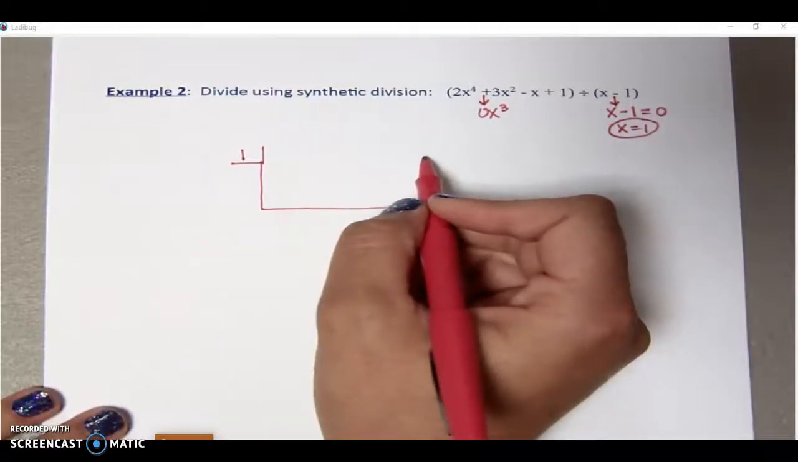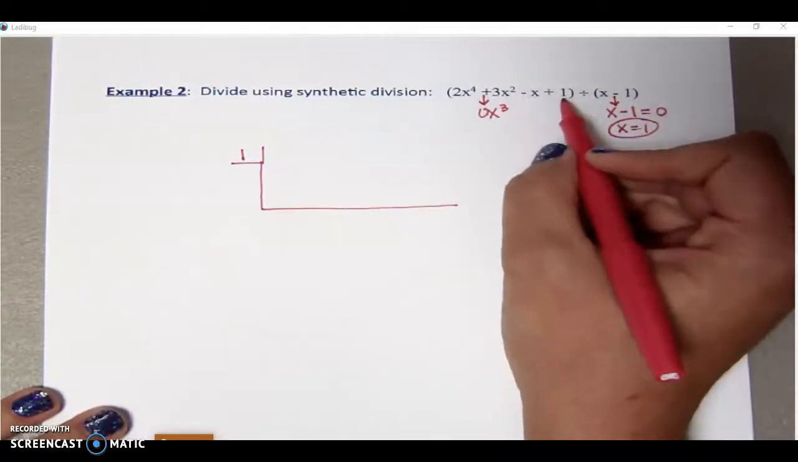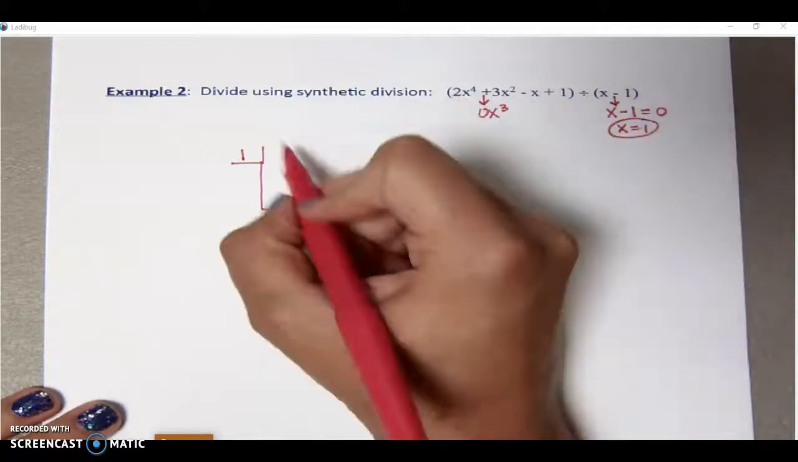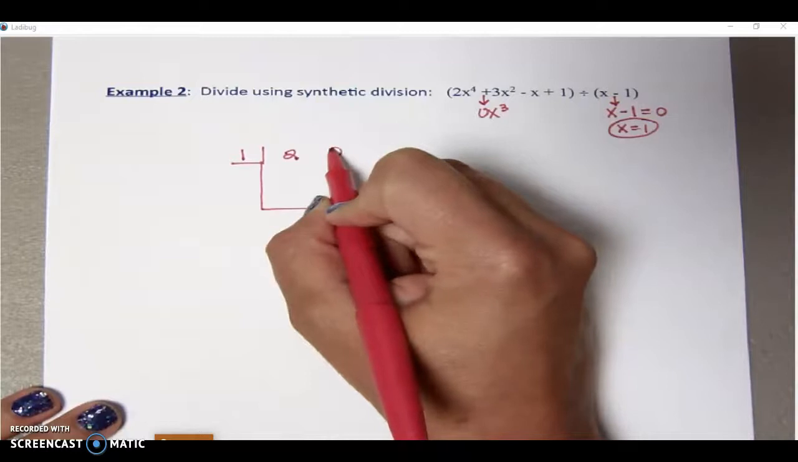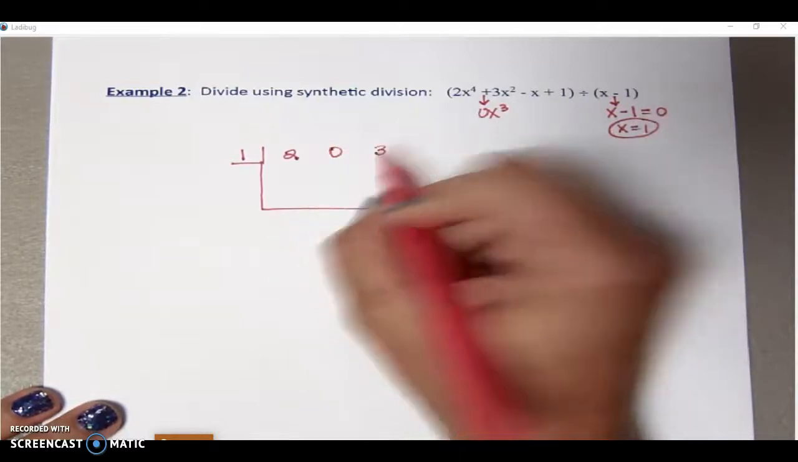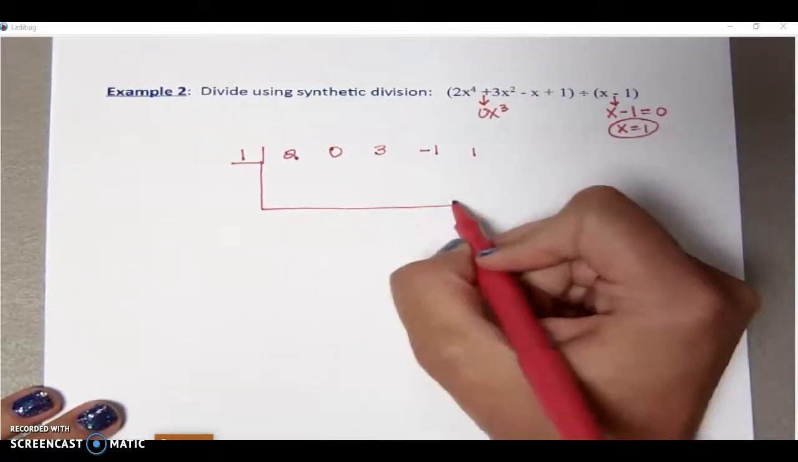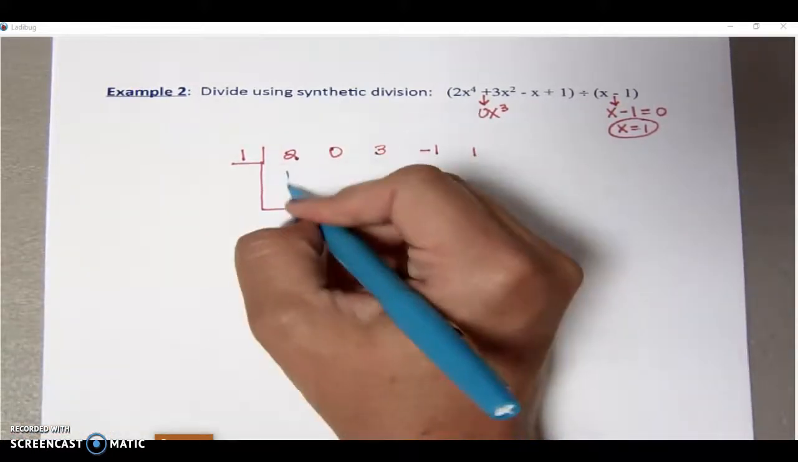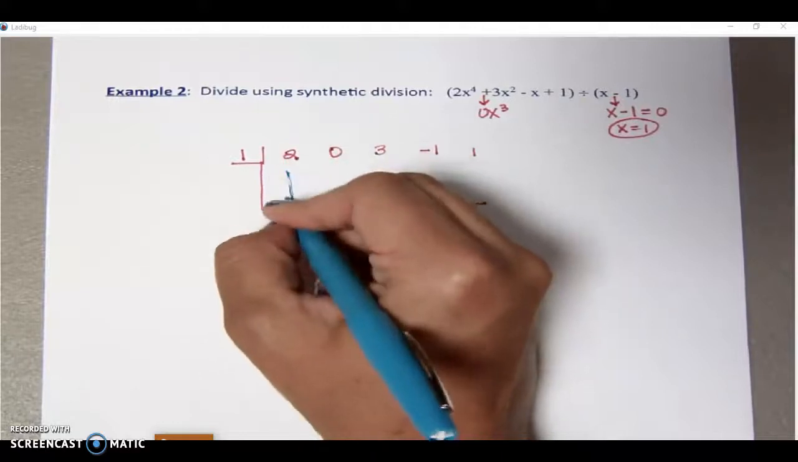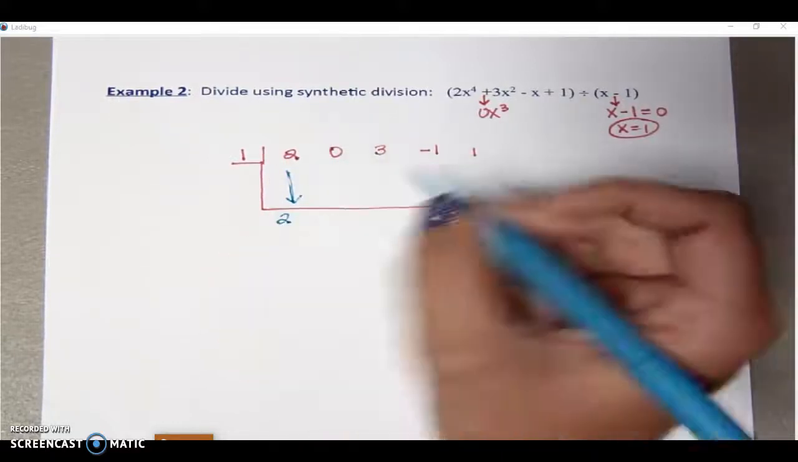Over here, you're only putting coefficients. So you're making sure these are in order. You're only putting the coefficient. So it says 2x to the 4th, you're just going to put a 2. 0x cubed, you're going to put a 0. 3x squared, 3. Negative 1, positive 1. So to do synthetic division, you're going to bring down your first term, which is 2. And then you're going to multiply.